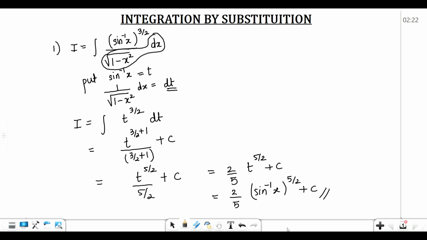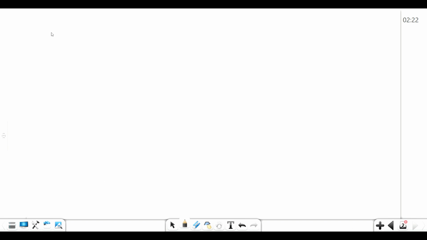Okay, now we'll move on to the second one. The second problem is I is equal to the integral of sine to the power 4 x multiplied by cos cube x dx.